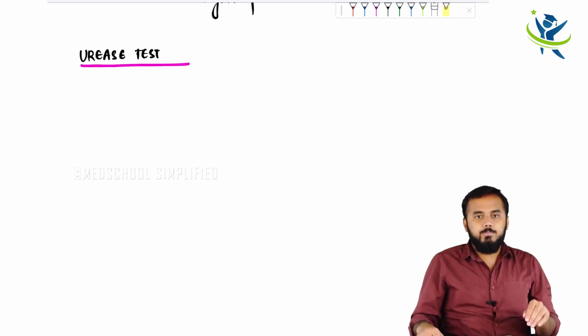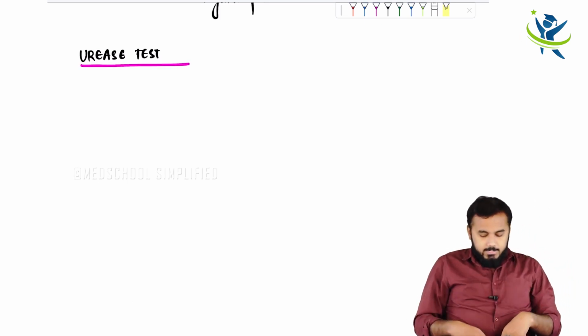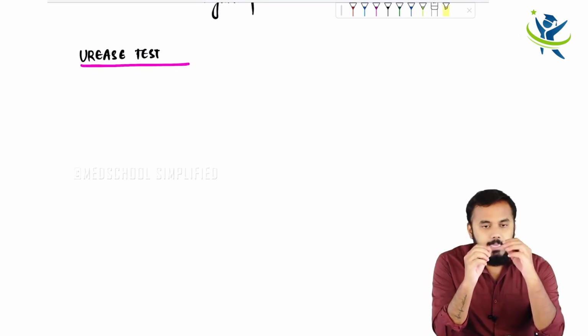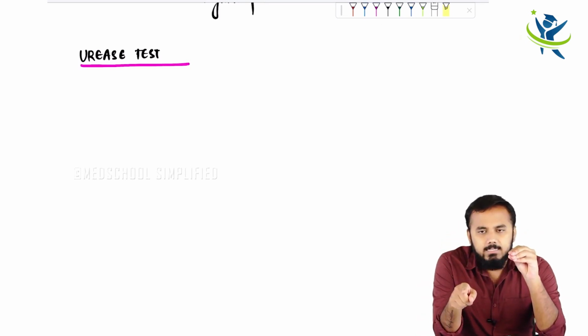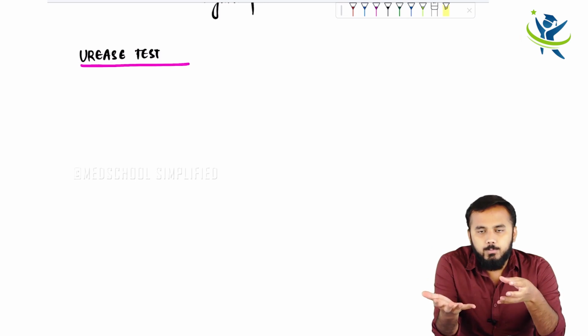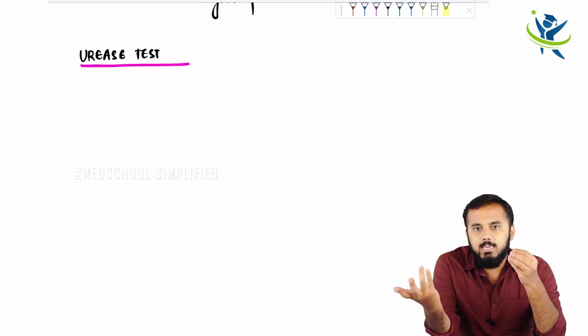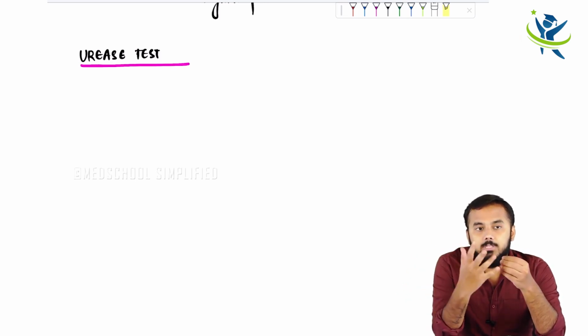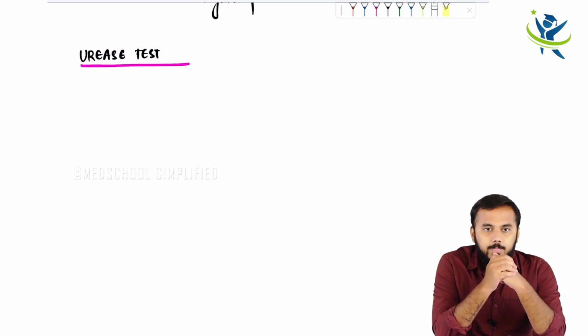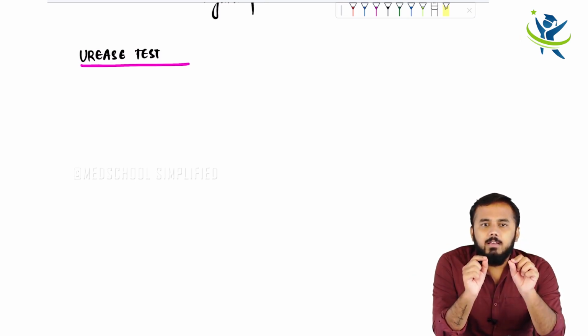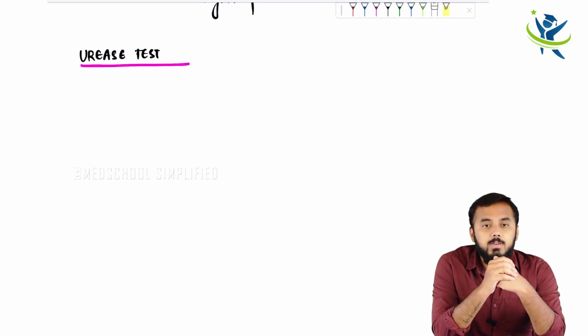Now look here. One very important thing that all of you should know is that if a bacteria is releasing an enzyme urease, I call it urease positive. If a bacteria is not releasing urease, I call it urease negative. Why? What will happen when urease is released? Why should urease be released?